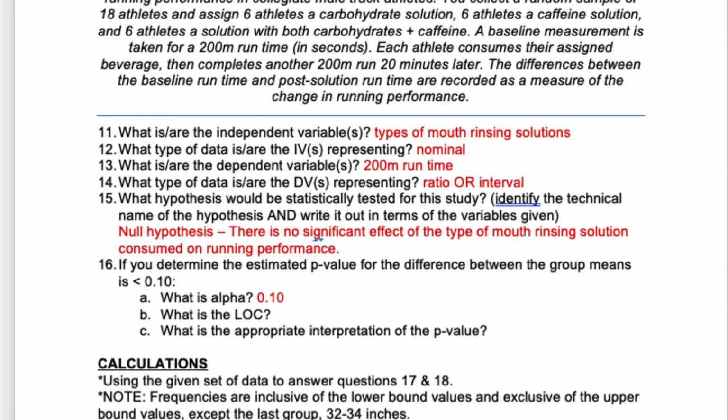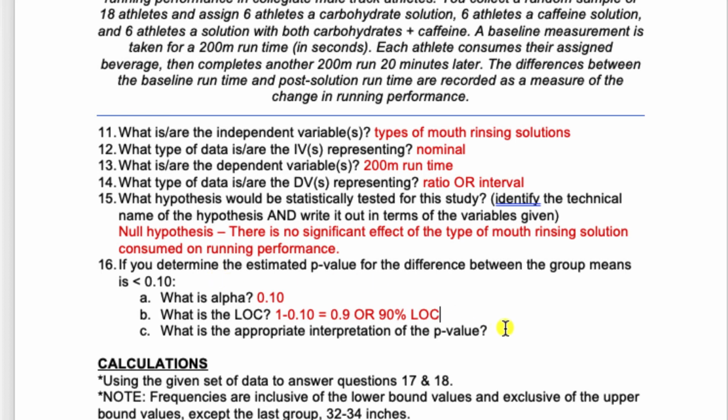And our level of confidence is going to be 1 minus alpha, which is 0.9. Or when we refer to our level of confidence, we list that as a percentage. So we could say we also have a 90% level of confidence with a 0.10 probability of a type 1 error alpha.